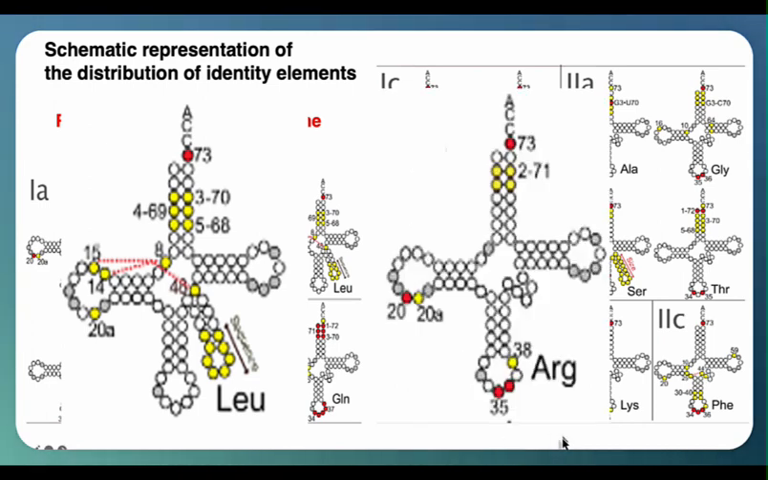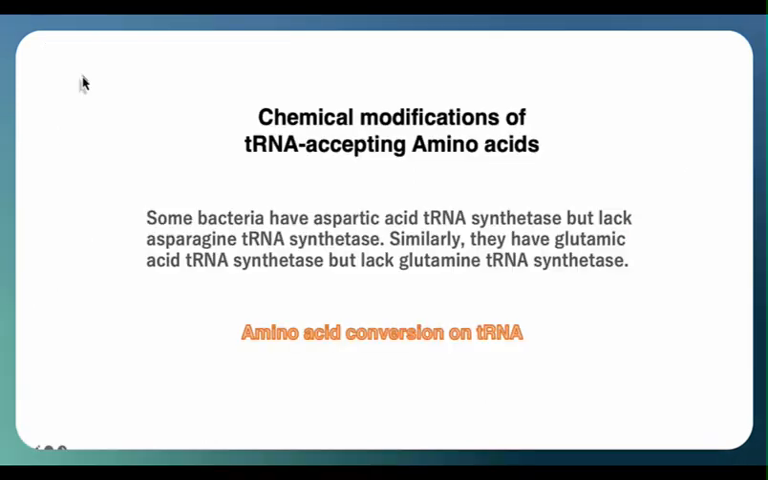For example, this is an arginine transfer RNA, and it is known that bases such as the 73rd, 20th, 35th are common among arginine transfer RNAs and are used as identity bases. ARSs strongly recognize the identity bases of each transfer RNA, thereby recognizing which transfer RNA carries which amino acid.